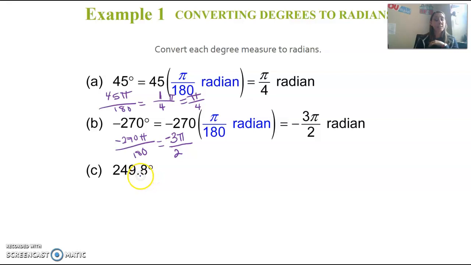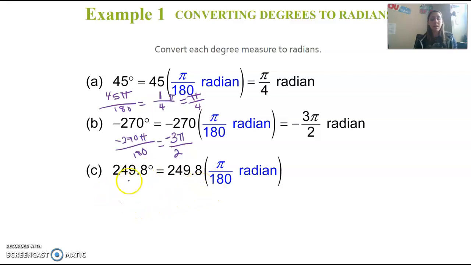Now this one is a decimal. So this one, I am going to type this in my calculator exactly the way I see it. If you take your calculator, you're going to type 249.8 parenthesis, and then your pi button is second, the caret key right above the division sign, divided by 180, close that parenthesis, hit enter, and you should have gotten 4.36 radians.